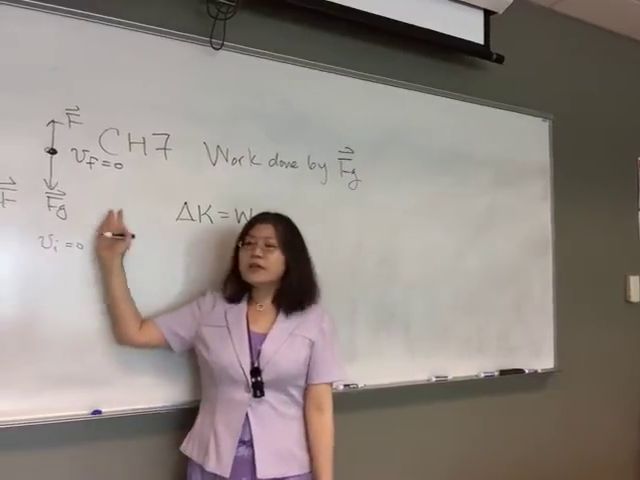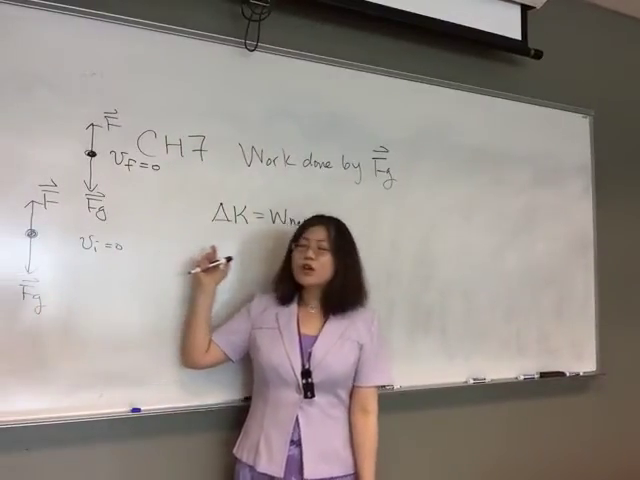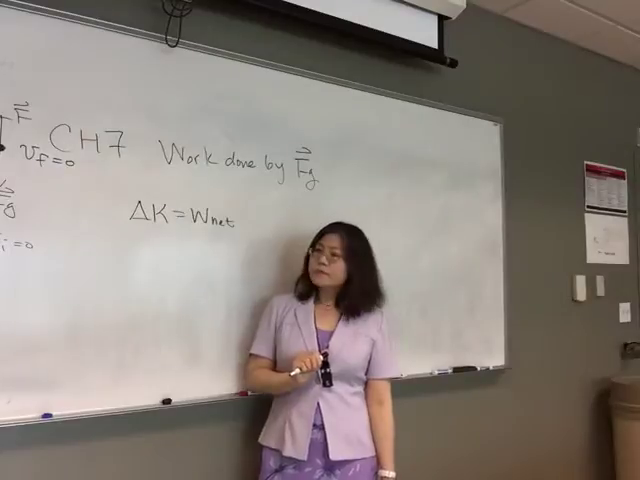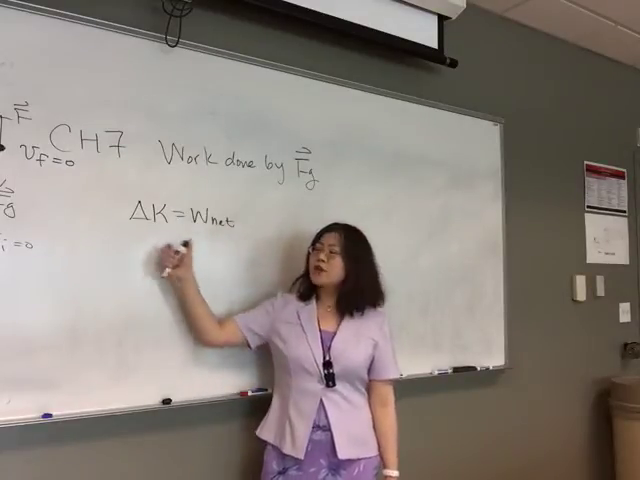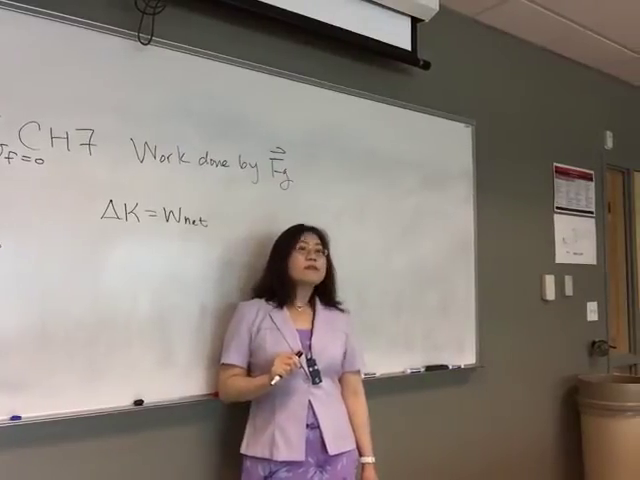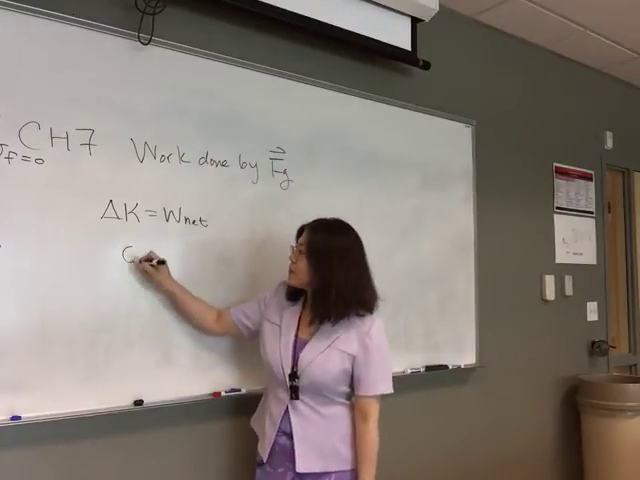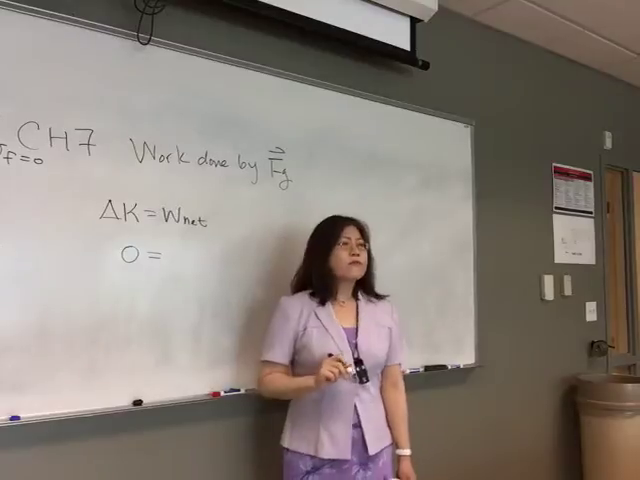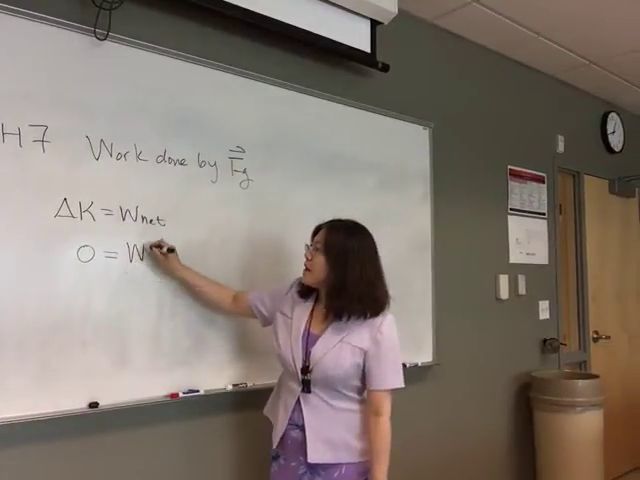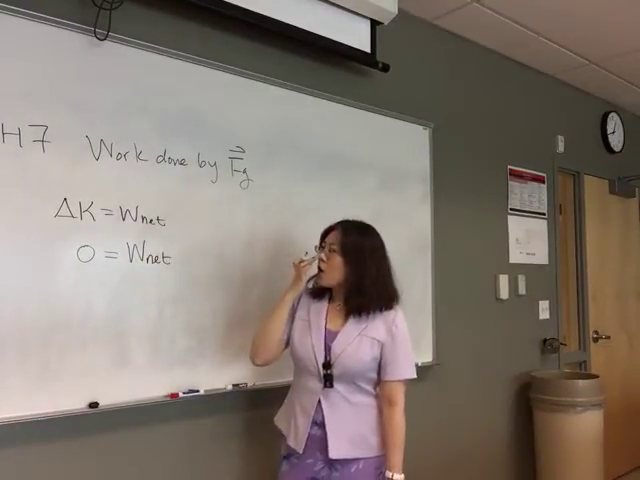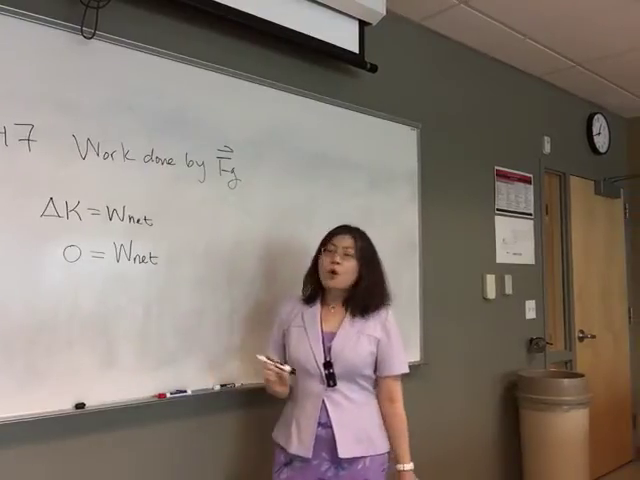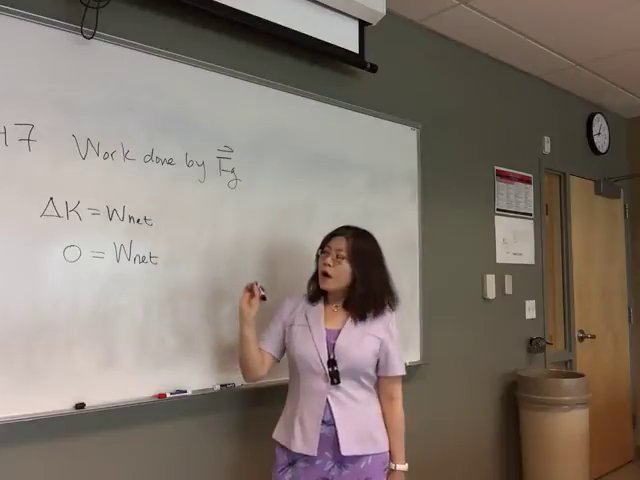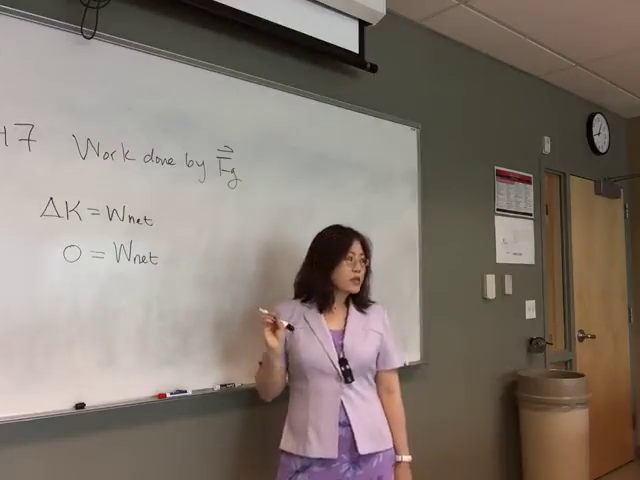And based on this scenario, what is the change in kinetic energy? Before and after the move, there's no velocity. So what is the change in kinetic energy? That will be 0, exactly. So you have 0 here, and that's equal to the net work. What it means is that if the initial and the final state have no velocity, then the net work done on the object has to be 0.